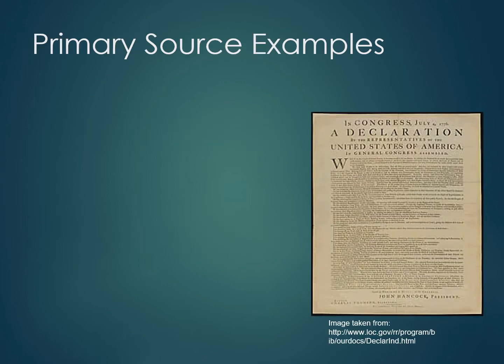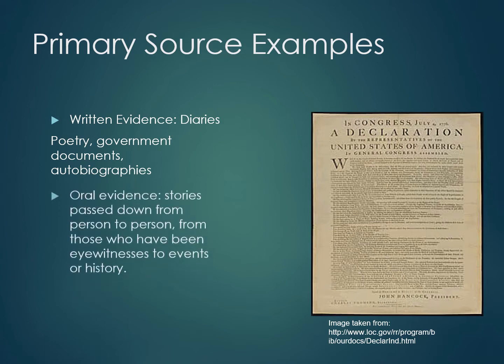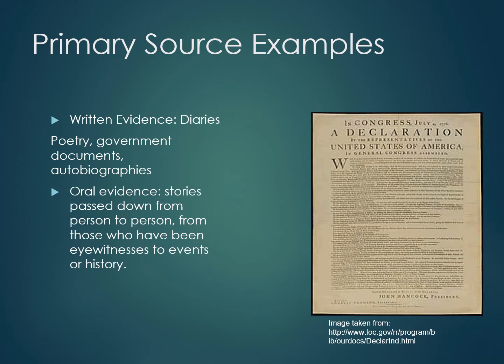So let's look at some examples. Here we have the Declaration of Independence from the United States. Some other examples would be diaries, poetry, government documents, autobiographies. Oral evidence, so stories being passed down from person to person, or from those who have been eyewitnesses to events. So again, primary source, as long as the person was there or the document was written at the time, it can be considered a primary source.